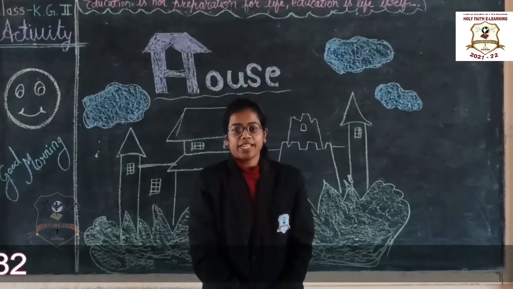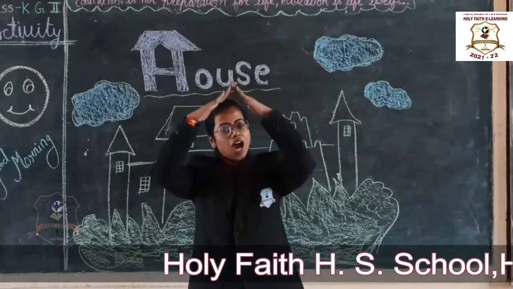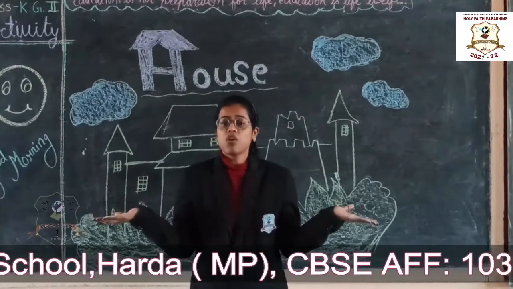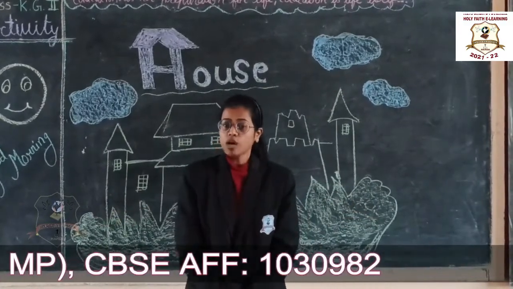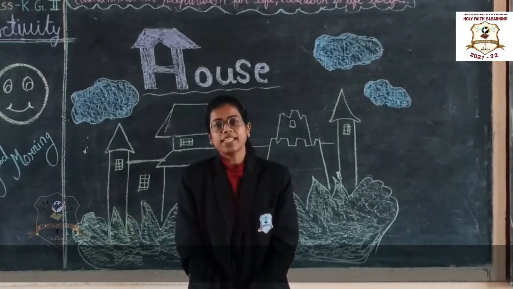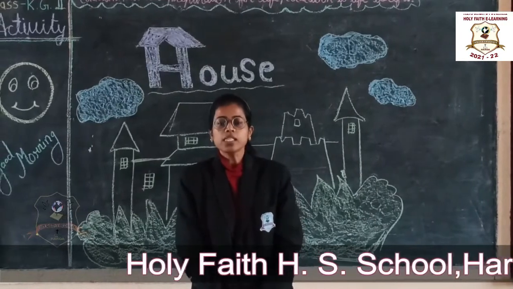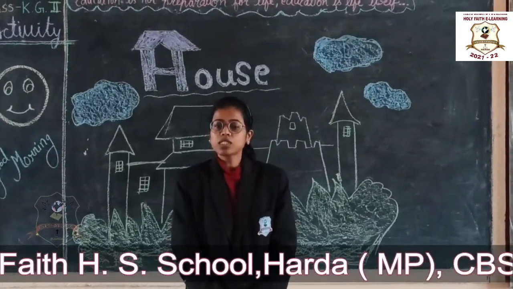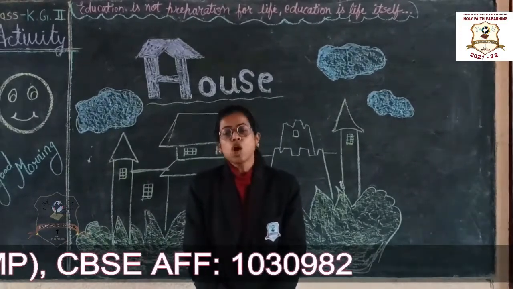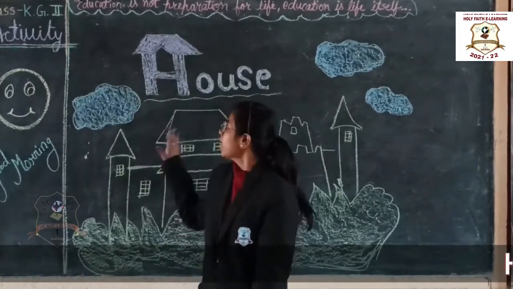Students, today's activity is house. We have seen many types of house like कच्चा house and पक्का house. पक्का house means जहाँ हम रहते हैं and कच्चा house जो हमें गांव में दिखते हैं. We live in a house. House is protected from rain and heat. So dear students, today's activity is coloring the house.